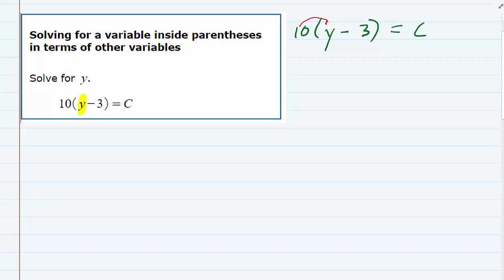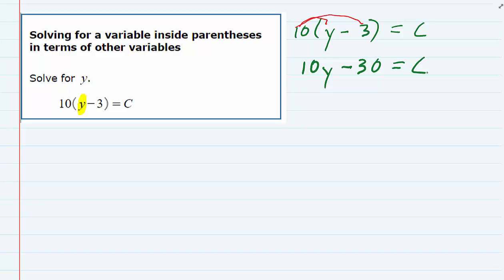So I'm going to multiply the 10 and the y, and the 10 and the minus 3. And the 10 and the y give me a 10y. The 10 times the minus 3 gives me a minus 30 equals c. So in that first step, I've already gotten rid of the parentheses.